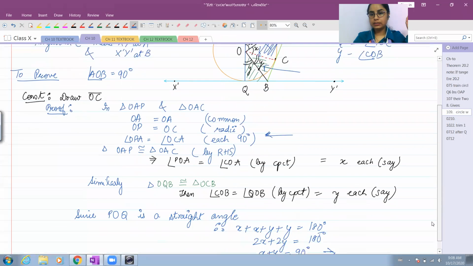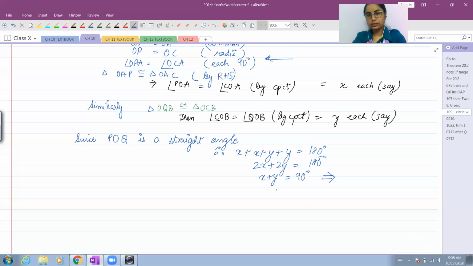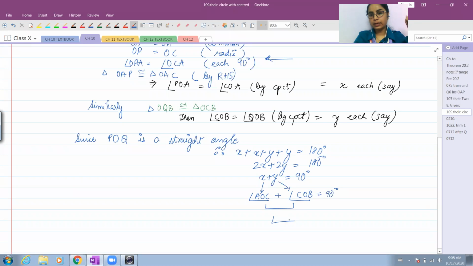And you can replace it right here where you've obtained that x plus y is 90, and eventually you will get the required result. So x is angle AOC plus y is angle COB. The sum of these two is 90, and these two combined actually form angle AOB, and hence is your result.